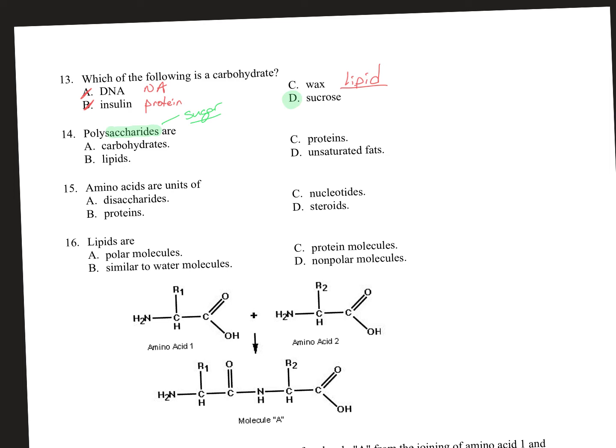And so we know proteins aren't sugars, I hope you know, right? And sugar, by the way, is a type of carbohydrate. And we know unsaturated fats are lipids. And we know lipids are not carbohydrates. So a polysaccharide is a bunch of monosaccharides or a bunch of simple sugars connected together. So the answer is A.